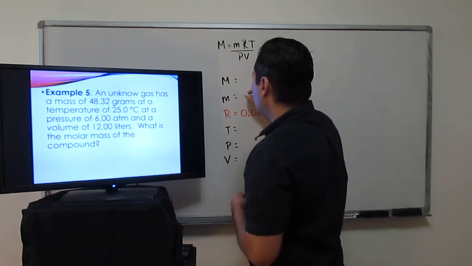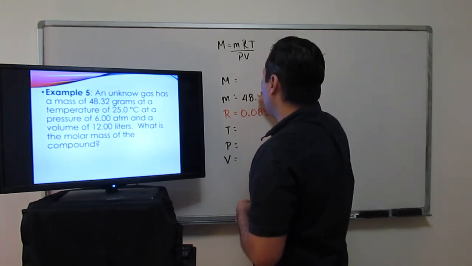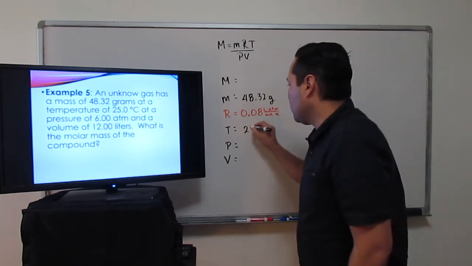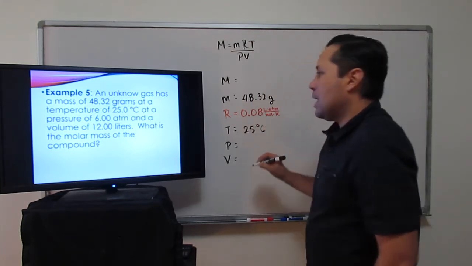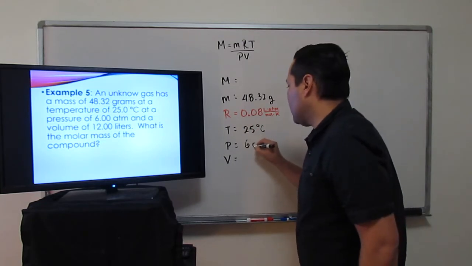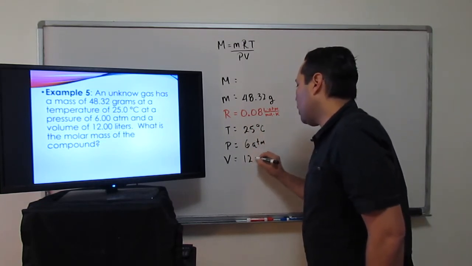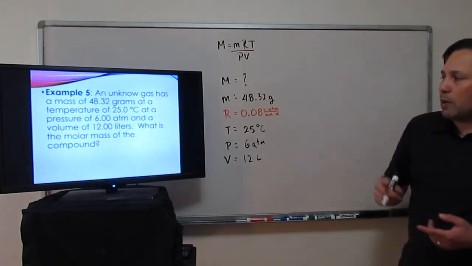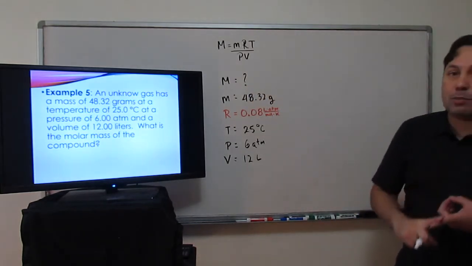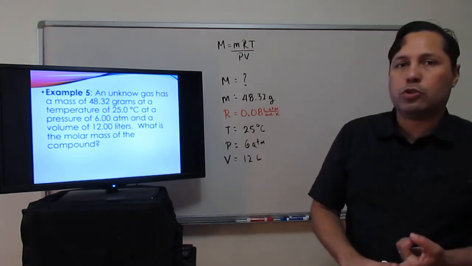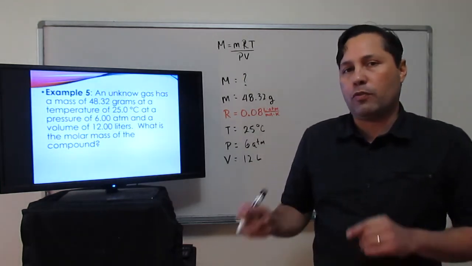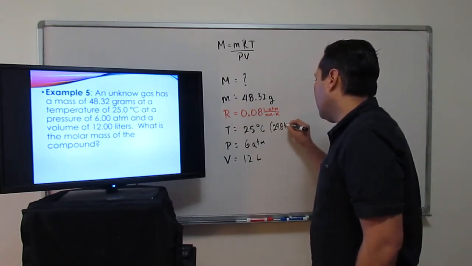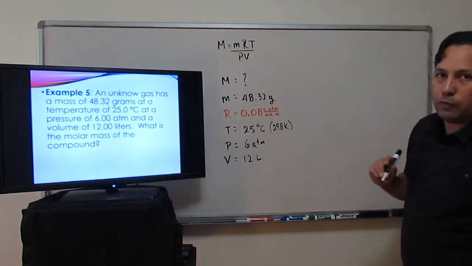Alright, so we're going to write that number down, 48.32 grams at a temperature of 25 degrees Celsius and a pressure of 6 atm, and it's got 12 liters of volume there. I want to know what is the molar mass of it. Alright, all these numbers are in the proper unit except for the temperature. The temperature's got to be in Kelvin. So at 25 degrees Celsius, you got to add 273 to change it from Celsius to Kelvin. So that is 298 Kelvin. And that's the number that we will use when we plug into the formula.